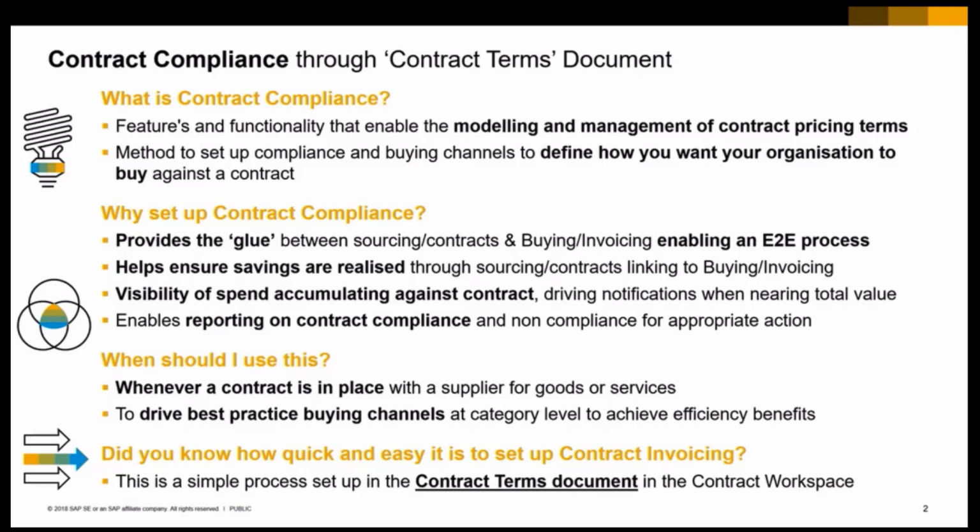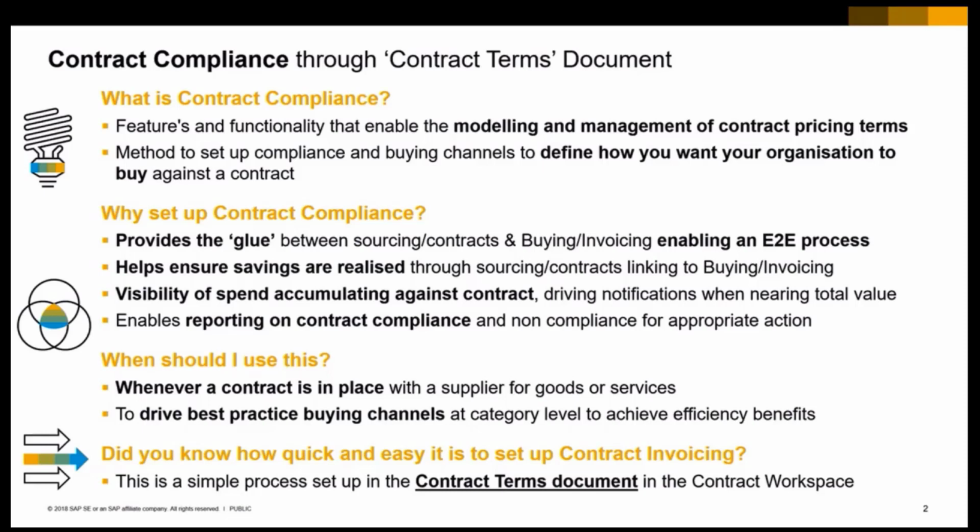So what is contract compliance through Ariba? Contract compliance is a method to help ensure that the actual users of the system buy from the rates defined in the contract in a compliant manner that's defined in the procurement policy. So the pricing terms in the contract will basically be enabled through the contract terms document in Ariba, and this will define how your business will buy against that contract.